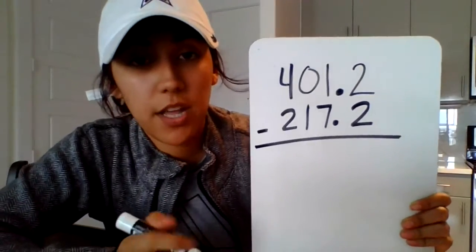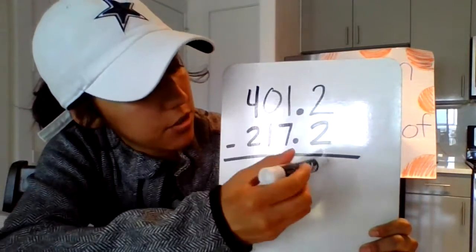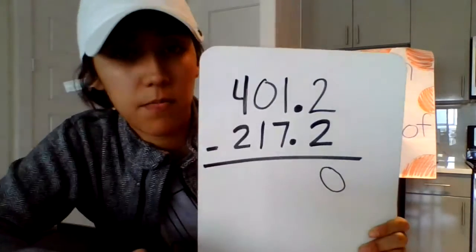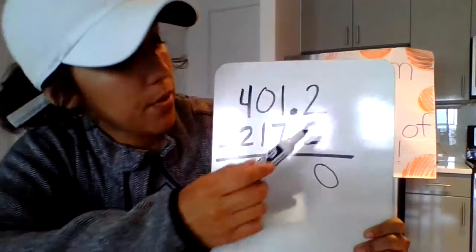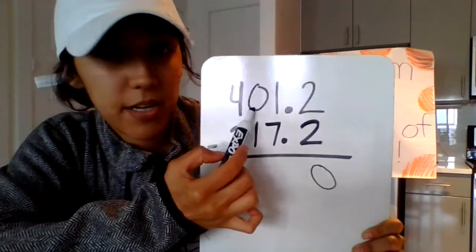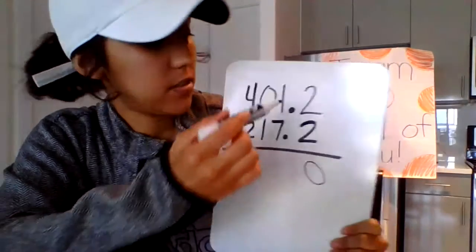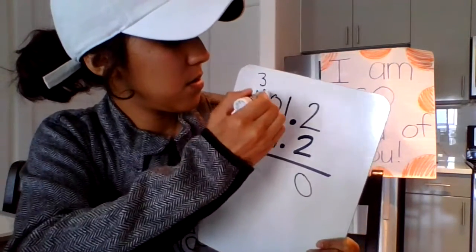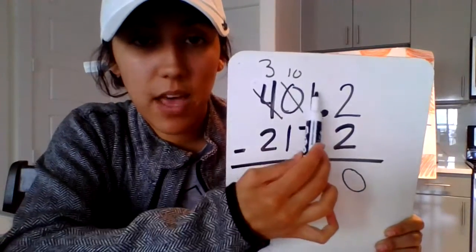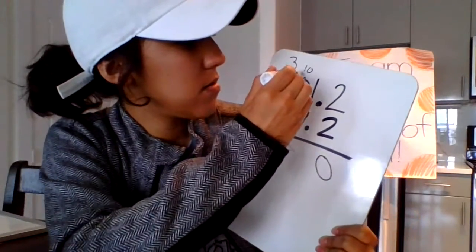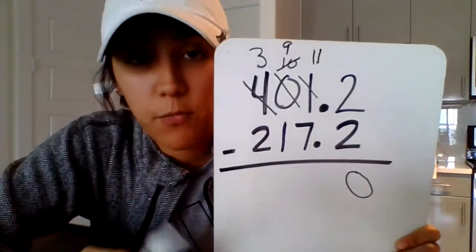And then we always start in the lowest place value. So 2 minus 2 is 0. 1 minus 7, we can't do that, so we got to go to our neighbor and borrow. Our neighbor doesn't have any, so we got to go to our next door neighbor. The 4 is going to give us some to borrow. Okay, but that 10 needs to give that 1. So these are the numbers when we're done regrouping.